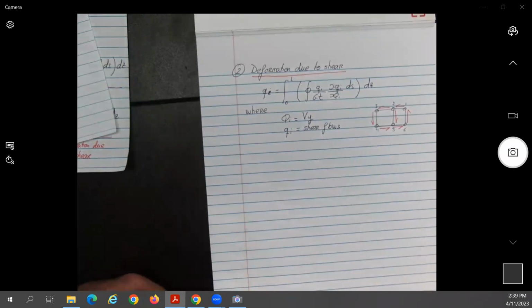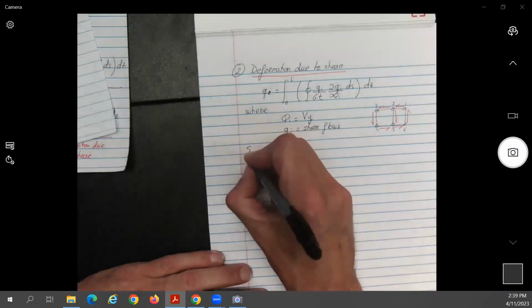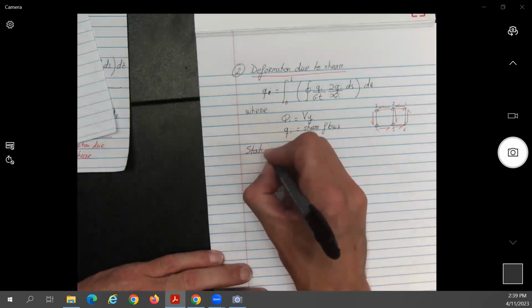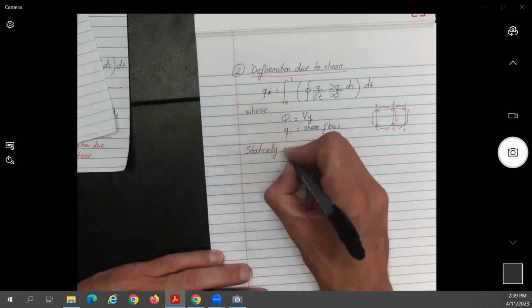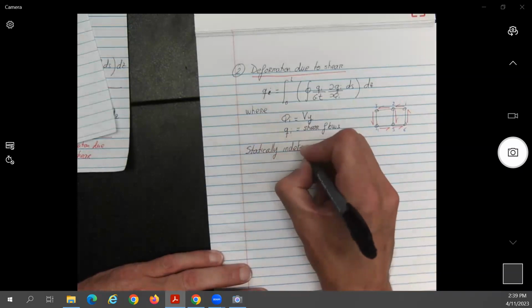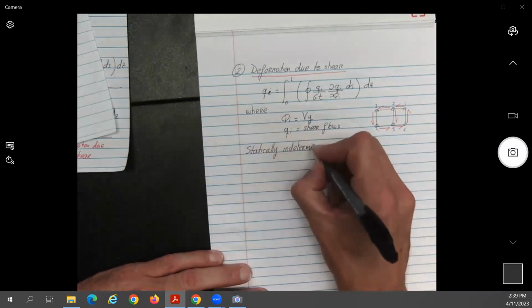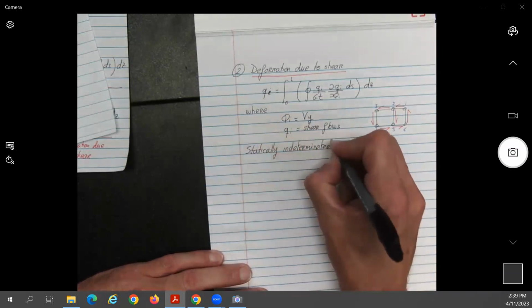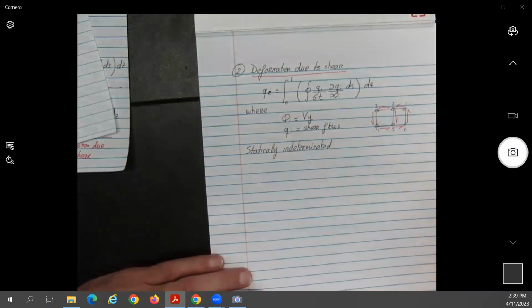So this is a problem that we have solved before. First, is this statically determined or indeterminate? Statically indeterminate. Because we have two cells. If we only had one, it would be statically determinate, no?